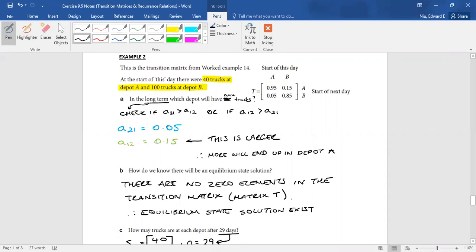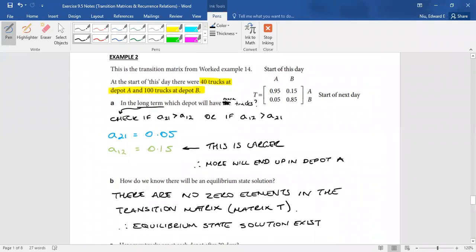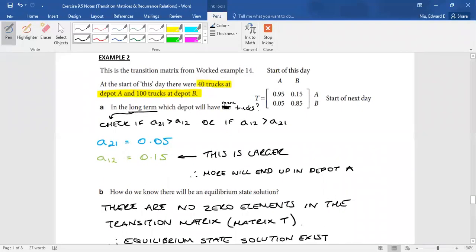Just a side note, if you don't know what a depot is, it's just a warehouse where the trucks are stored. Probably should have mentioned that earlier. But if you don't understand words, maybe also take the initiative to Google them too. I think that's legible. So the way you figure out which depot is going to have more trucks is by this generic rule: you compare the bottom left to the top right.